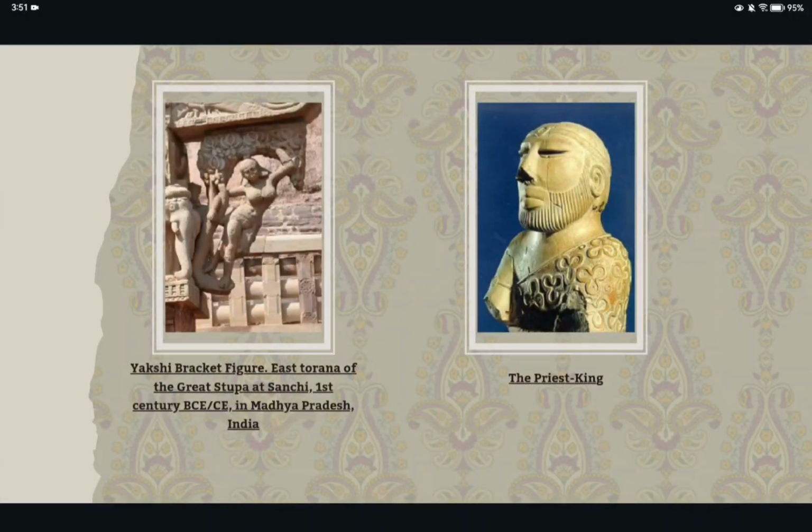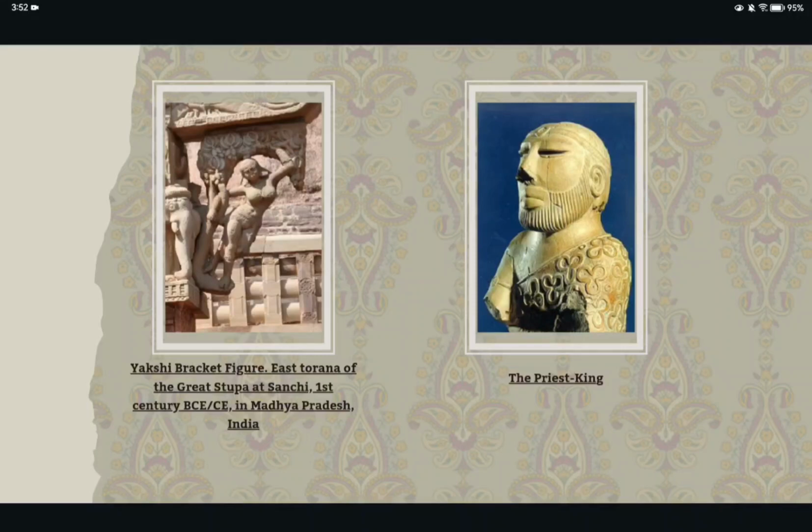So these are examples. Yakshi bracket figure is Torana of the Great Stupa at Sanchi in Madhya Pradesh, India. Ito ay isang uri ng artistic representation sa Hindu art, and it is a mythical creature na tinuturing mahiwagang diwata o spirit at kadalasan makikita sa architecture ng Hindu, particularly sa mga gateway ng temple.